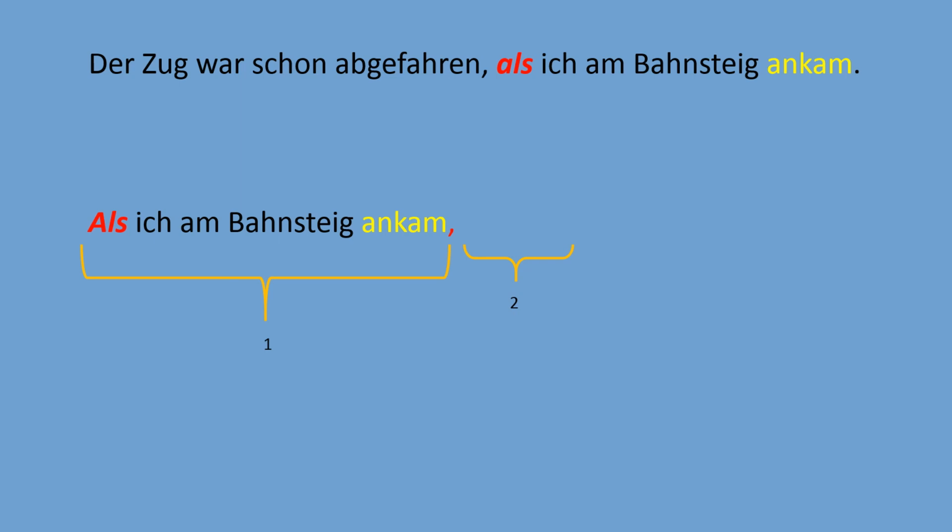Now take a look at the first part of the sentence: Der Zug war schon abgefahren. Where is our verb, which is conjugated with the subject? This is war. So now we write the sentence this way: Als ich am Bahnsteig ankam, war der Zug schon abgefahren. Now you see, Zug, the subject, is used after the verb, and we call this reverse word order. First we use the verb, then the subject. They're still in agreement, they're still connected. So this is a very interesting element.